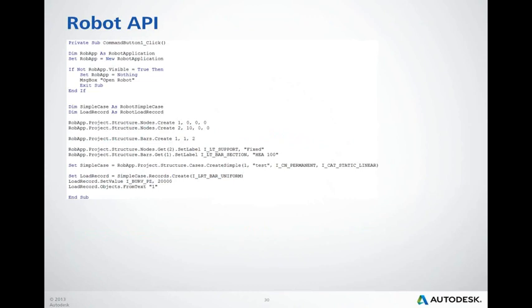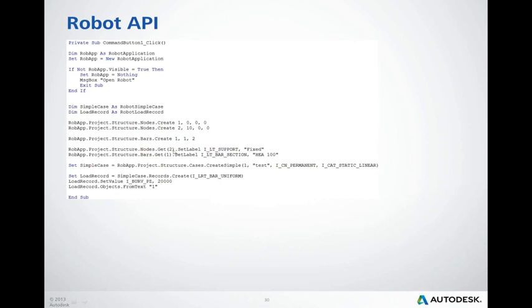Here is the simple code for creating a cantilever with uniform load. At the beginning you can see all the declarations, checking whether Robot is running or not. Here we can see the code for creating these two nodes, then creating a bar with the two nodes, node number 1 as beginning node and node number 2 as end node, and applying some properties, some labels.